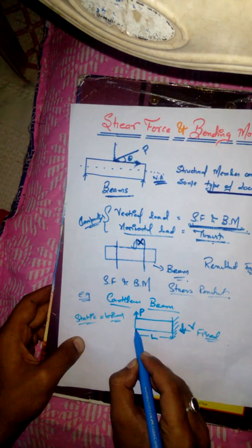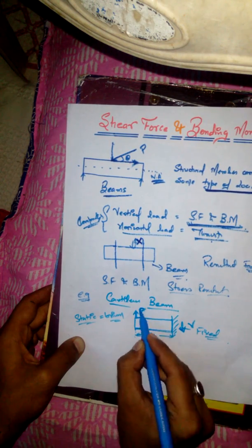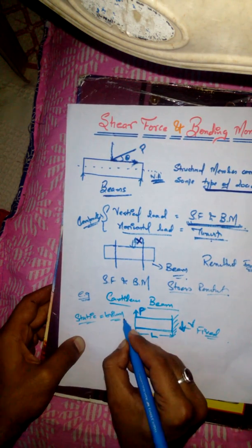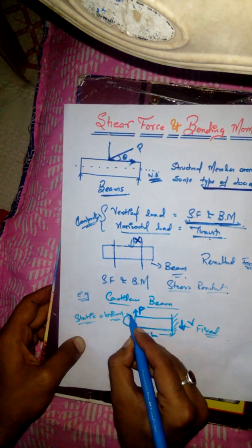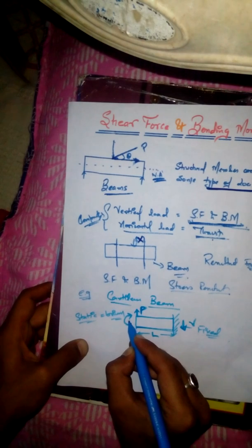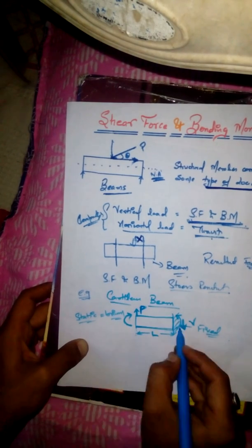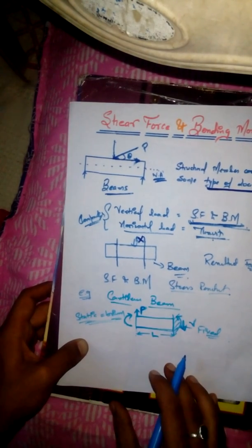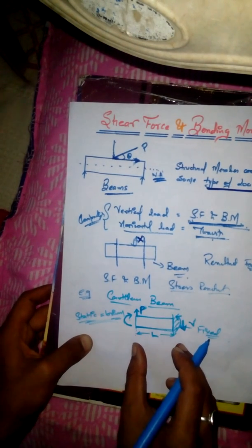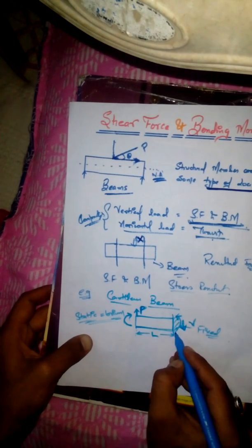Here, due to the length L we have taken and the load P, a bending moment is generated, and this moment is clockwise. This moment is balanced by an anti-clockwise moment due to static equilibrium. So in a fixed support, that is a cantilever beam, the horizontal load, the vertical load and the moments should be resisted.